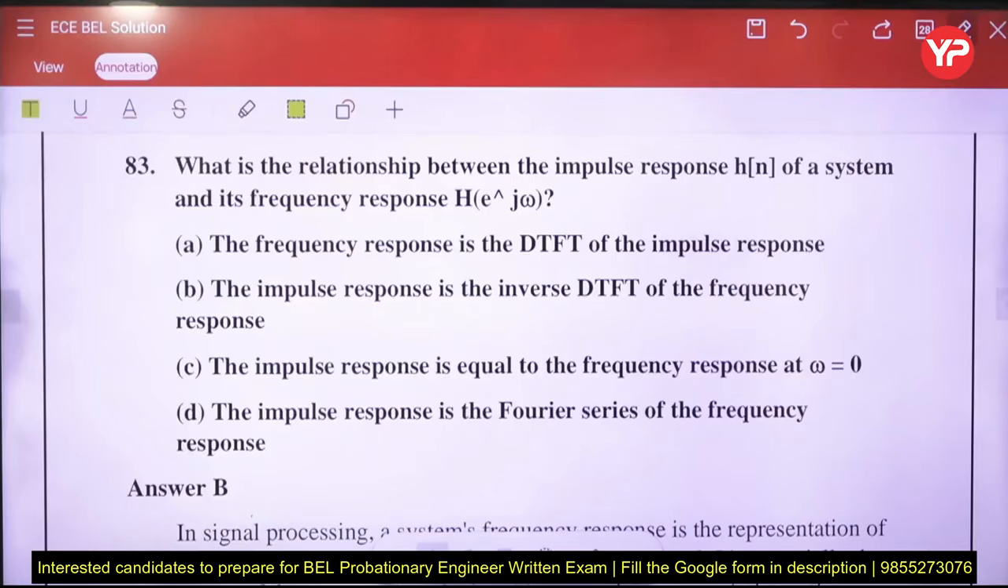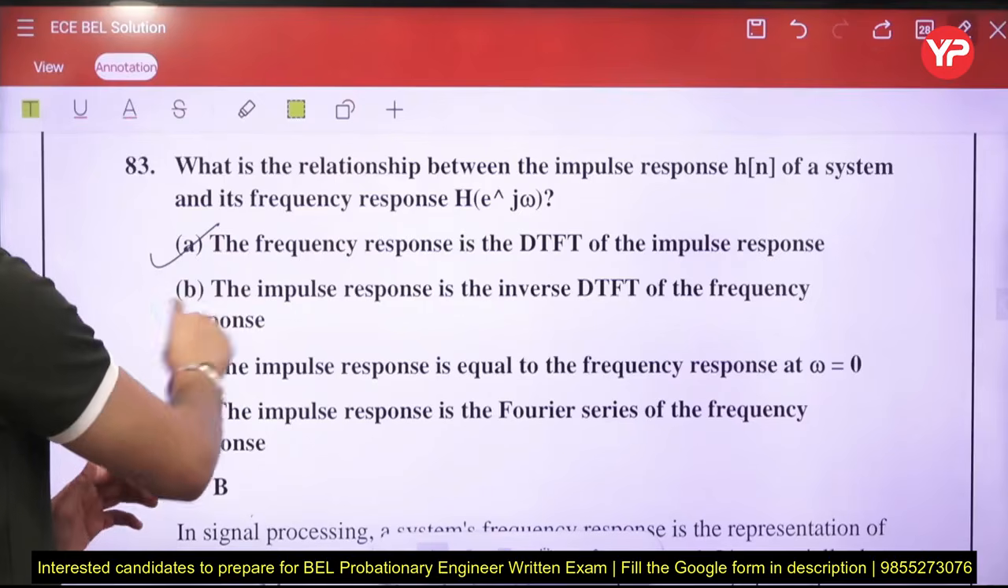Both the answers are correct. The impulse response is equal to the frequency. That's not correct. Impulse response is Fourier series of frequency response. No. This one is also correct. This one is also correct.